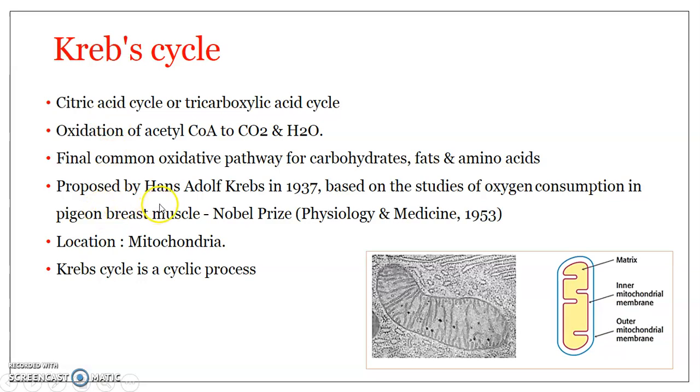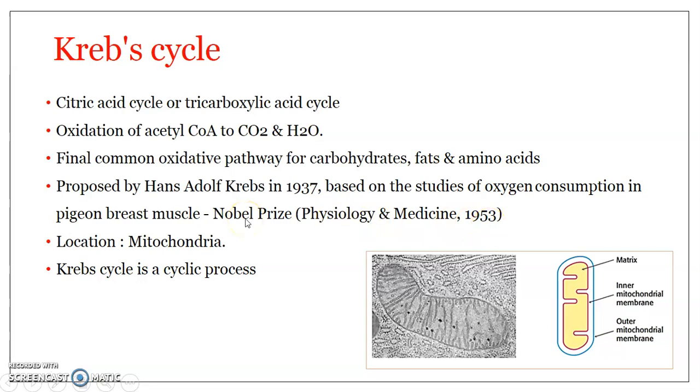The studies were conducted mainly by Hans Krebs, and the Krebs cycle was completed in the year 1937 based on the studies of oxygen consumption in the pigeon breast muscle. And for this study, Hans Krebs was awarded the Nobel Prize in Physiology and Medicine in the year 1953.